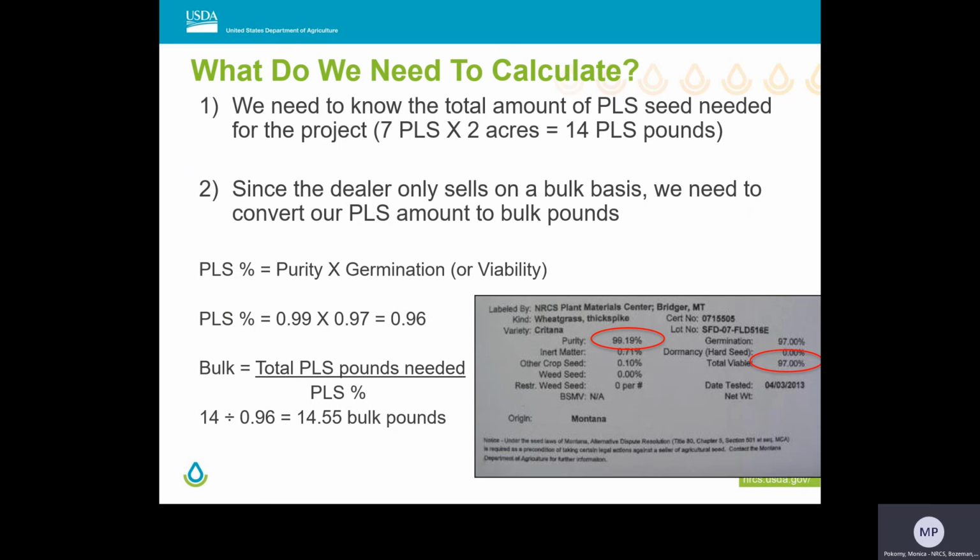To calculate our bulk seed, then, we take the total amount of PLS needed and divide it by the percent PLS. So we know we need 14 PLS pounds. We have a PLS percent of 96%. So we need 14.55 bulk pounds for our 2 acres for this field project. A good rule of thumb to remember is that the bulk seed amount is always going to be more than the pure live seed amount for a project.